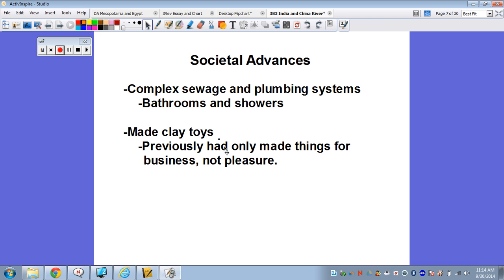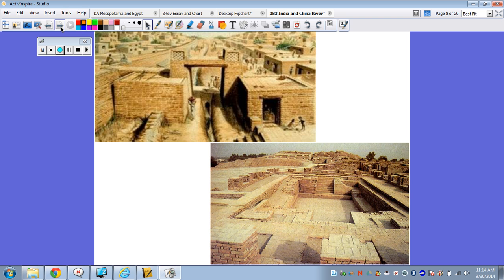Previously, we had only seen things. We don't see a lot of weapons here. We don't see a lot of everyday business type of things. We see more toys. We see things of that nature that let us know that people in the society were able to relax a little bit, have some leisure time. So we know that was the case for some people in the society.